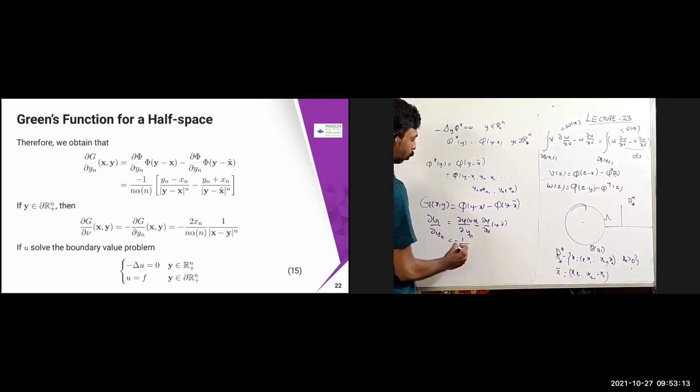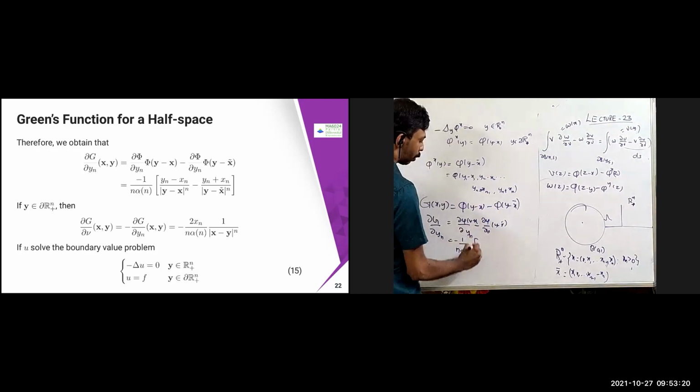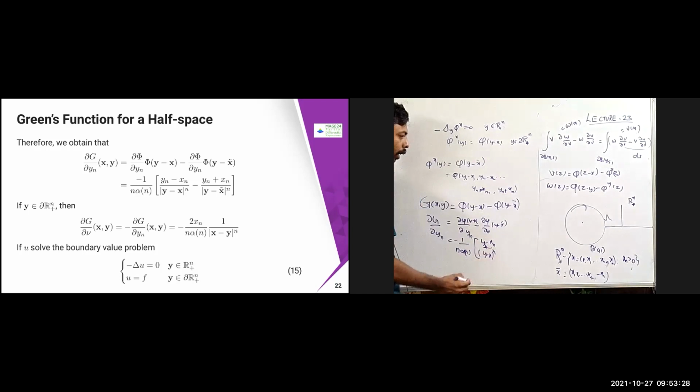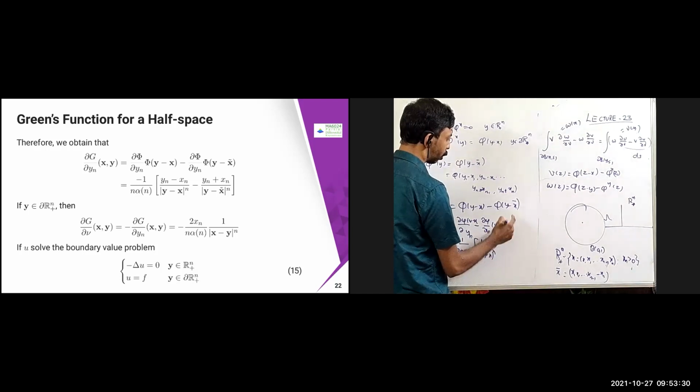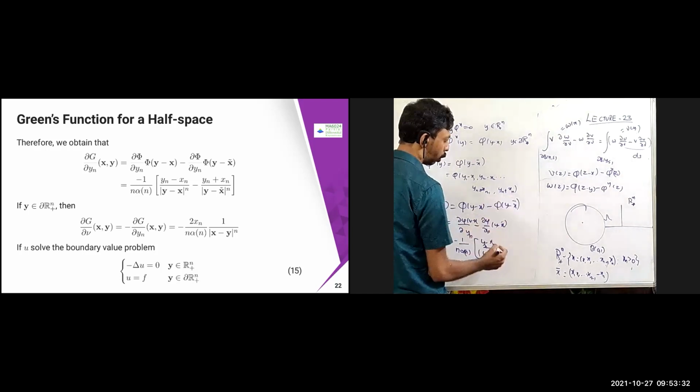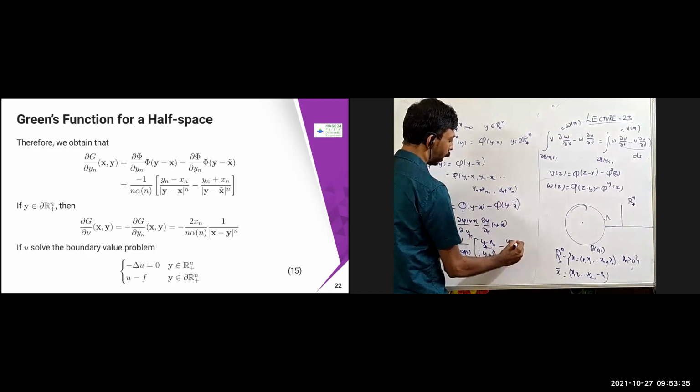So that is going to become minus 1 by nα(n). I'm just applying the fundamental solution, so that I'm just differentiating with respect to yn. So you are going to get (yn minus xn) divided by |y minus x|^n. Similarly, here it is going to become y minus x bar, so only in this place it is going to be (yn plus xn) divided by |y minus x bar|^n.